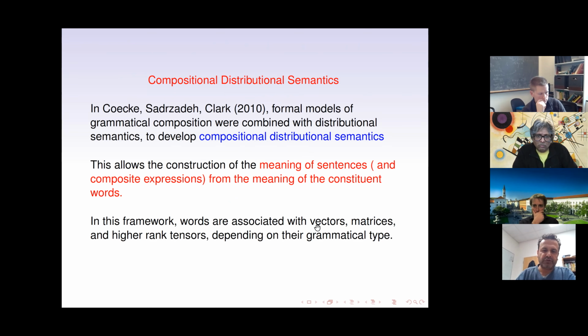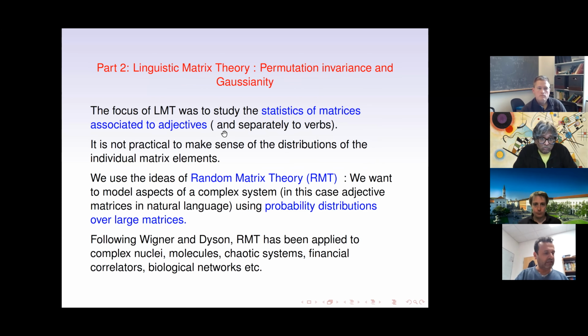So now you have words associated with vectors, matrices, or higher rank tensors. In this linguistic matrix theory, we started studying the statistics of matrices that are associated to adjectives. It turns out that for adjectives and for intransitive verbs, you get matrices, for transitive verbs a higher rank tensor, and so on. So you've got a collection of matrices and you would like to analyze that. We use ideas of random matrix theory. In particular, we think of that as giving us some probability distribution over large matrices.